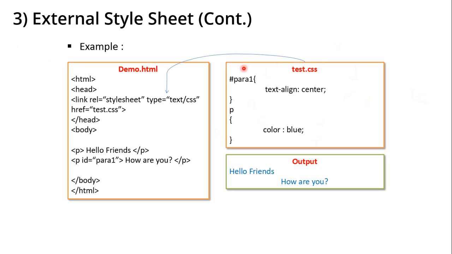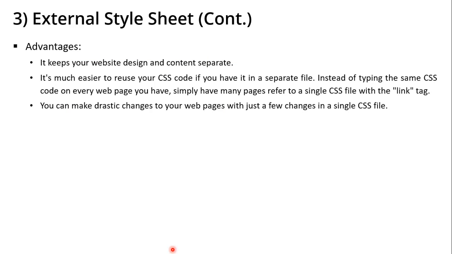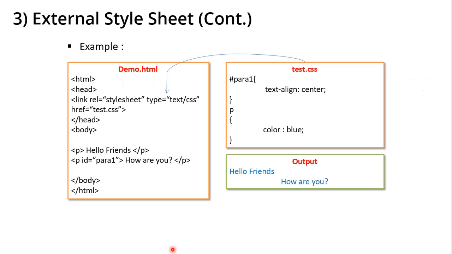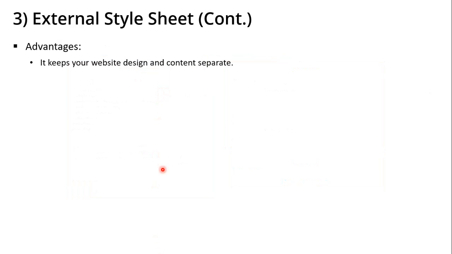Okay, so once we write this, we can use it in a different HTML. So we have to write it only once. You can make drastic changes to your web pages with just a few changes in the single CSS file that I have explained earlier. If I want to change something, then I have to change it only in text.css over here. Then it will change automatically in the HTML page.